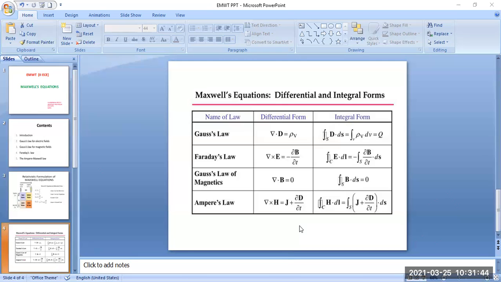Next, Maxwell's equations for good conductors. Del dot D bar is equal to rho v, del cross E bar is equal to minus dou B bar by dou t, del dot B bar is equal to 0, and del cross H bar is equal to J bar. Dou D bar by dou t is neglected. Why? Because for good conductors, sigma has the highest value and epsilon has the lowest value. So the epsilon term is neglected.